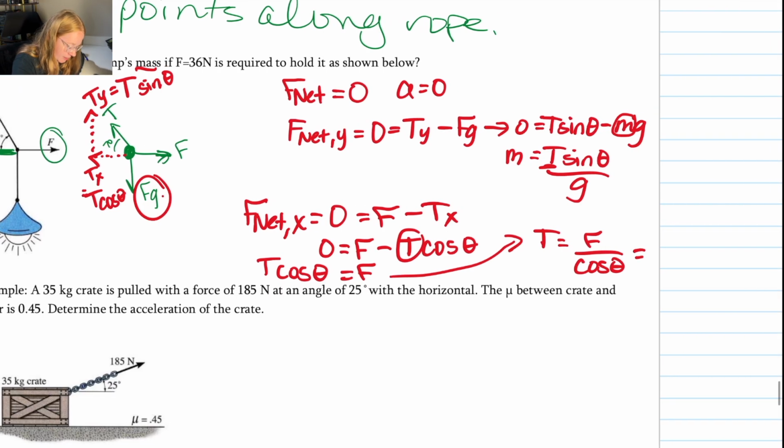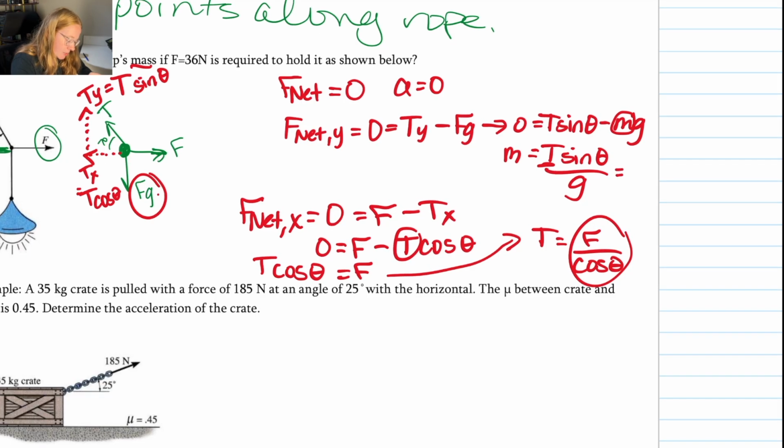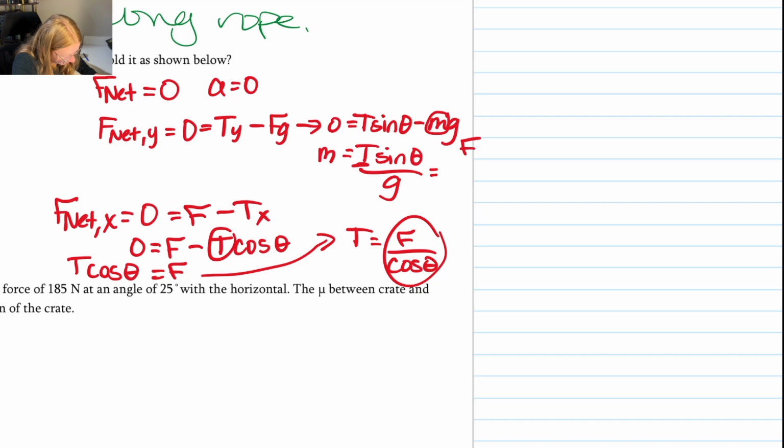Okay, so let's go ahead and plug that in. So 36 divided by cosine of 70. And I'm going to go ahead and type that into my calculator. Or actually, you know what we should do? What they wanted you to do on the AP exam is replace tension with F divided by cosine of theta. So let me go ahead and do that. And then I can go ahead and plug in my value.